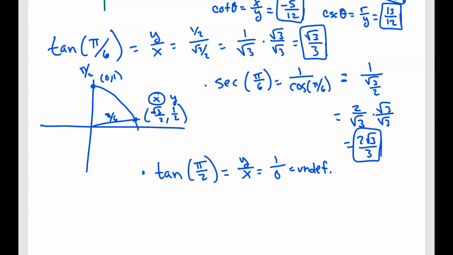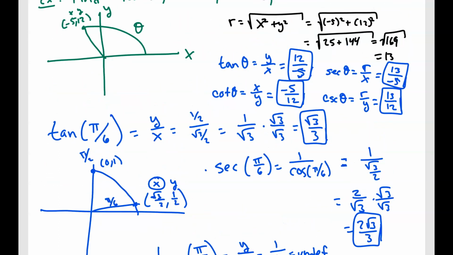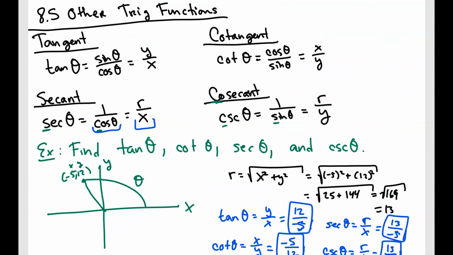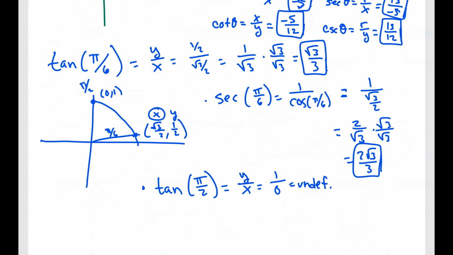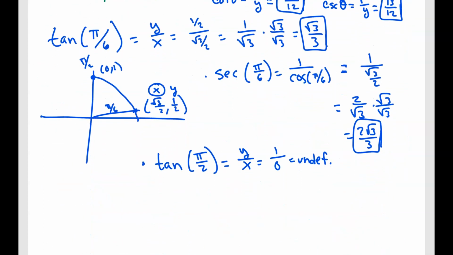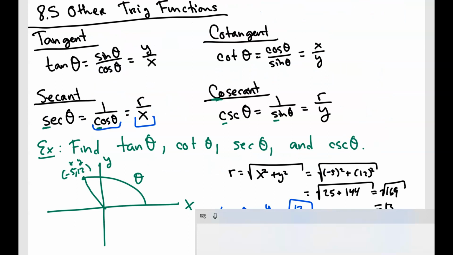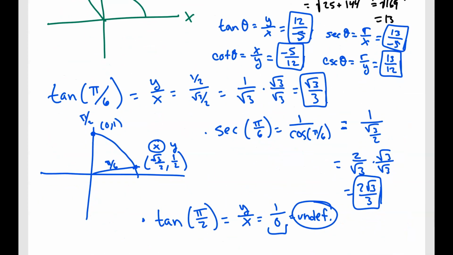So notice that tangent is sometimes going to have a division by 0, and so is the cosecant and the cotangent. So in all of these problems, you might have some values that are undefined. Do not leave it as 1 over 0. You have to write undefined, okay, because these values do not exist in their domain.